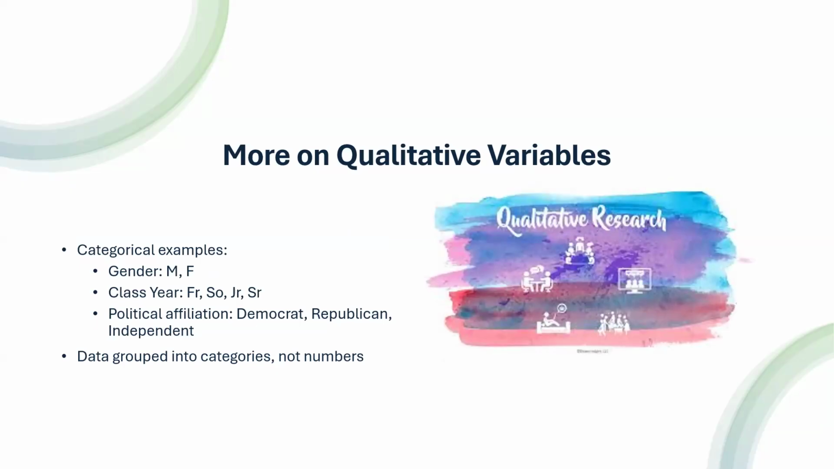Qualitative variables produce categorical data. Examples include gender, class year, like freshman, sophomore, and political affiliation. These variables divide observations into groups, but the groups aren't numerical.